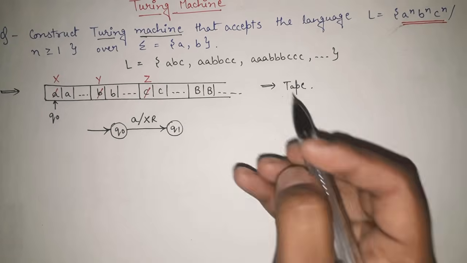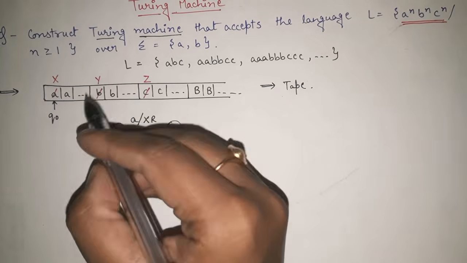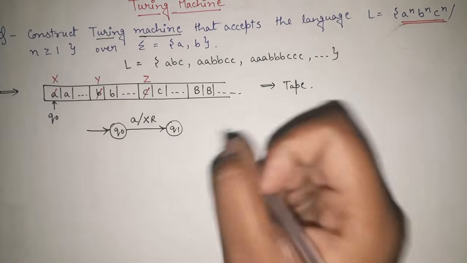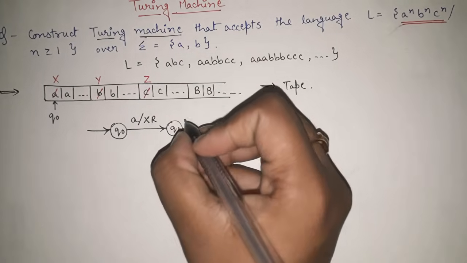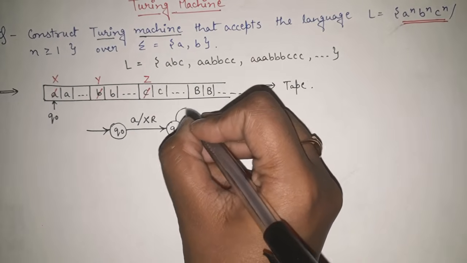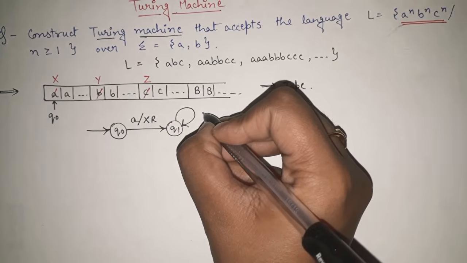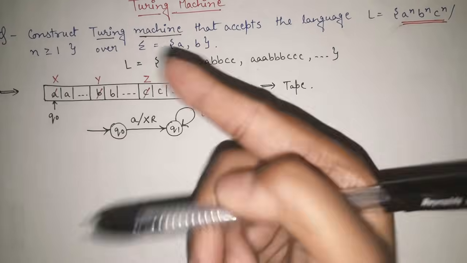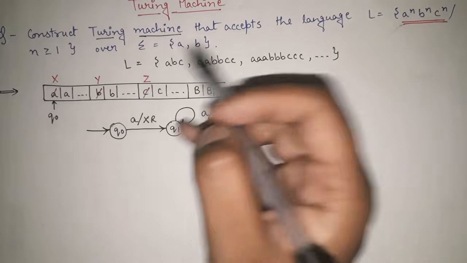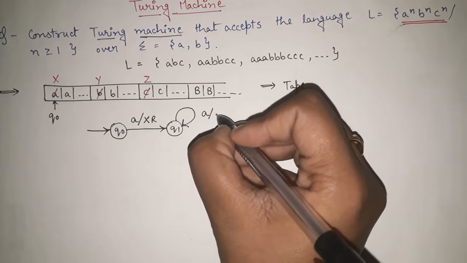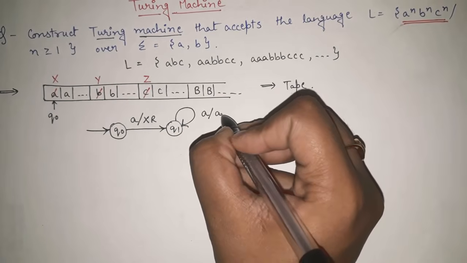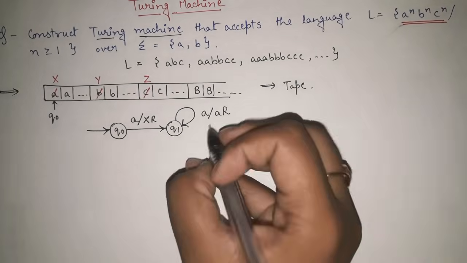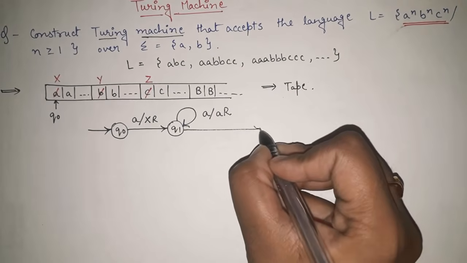Next state is Q1. Now in Q1, if I am again getting A, I will remain in the same state. There will be no change. Let's make the loop here. If I am again getting A, I don't want to do anything because in the first loop I have to cancel out only one A, right? So in the second A, I will keep A as it is and I will move right. Fine. Okay, then we will go to next state.